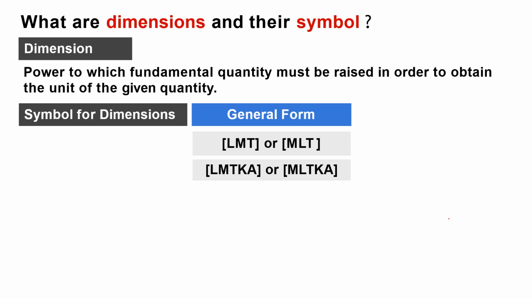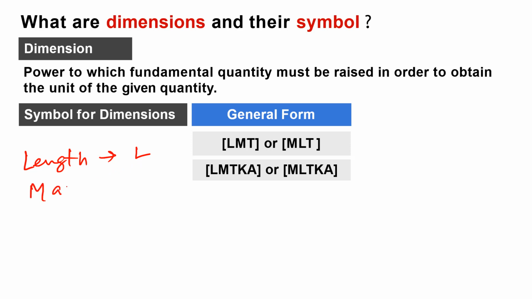Now, whenever you represent the dimension of any particular object, it can be expressed in LMT form, otherwise MLT form. What is this LMT or MLT? The length has a dimension of L. The dimension of length is L.